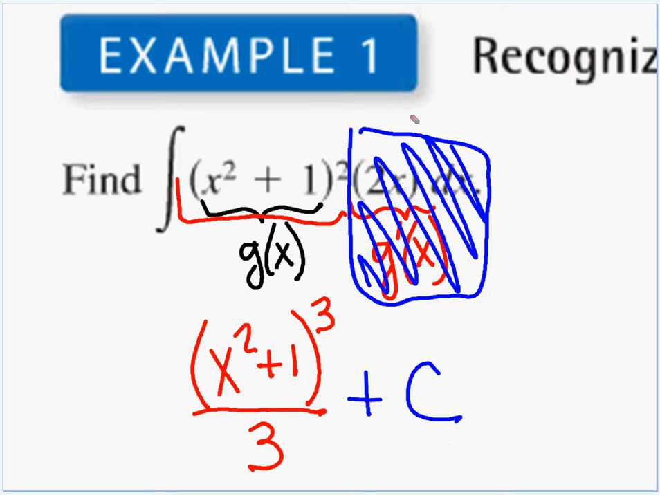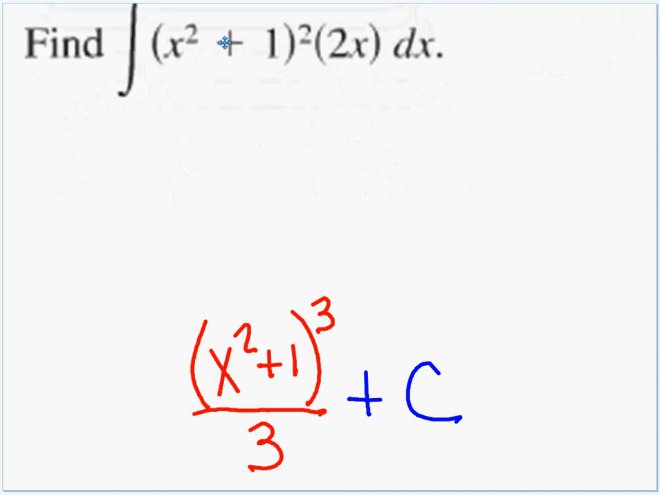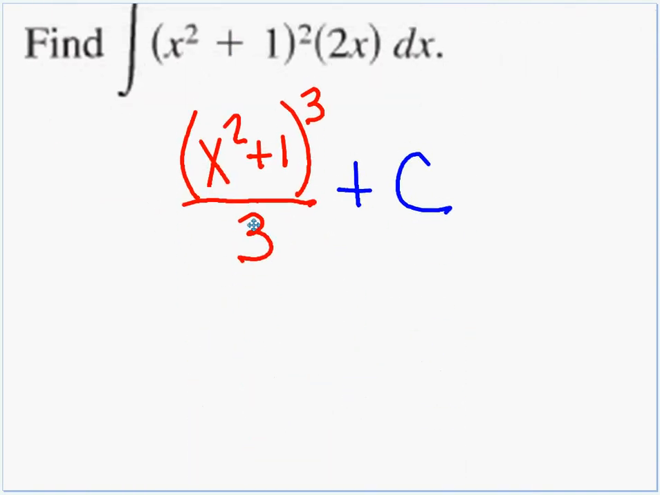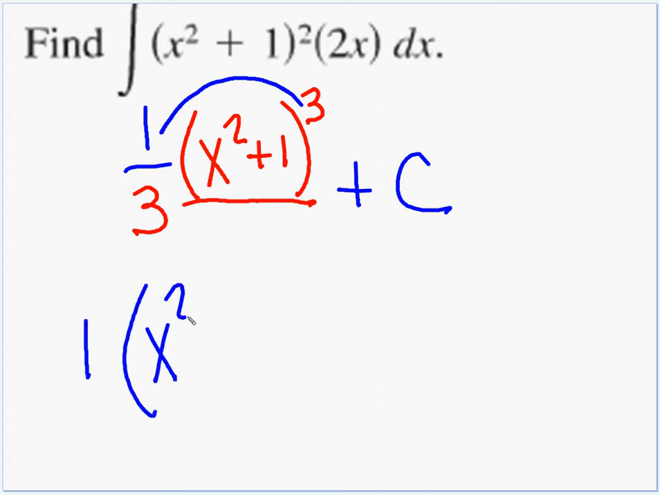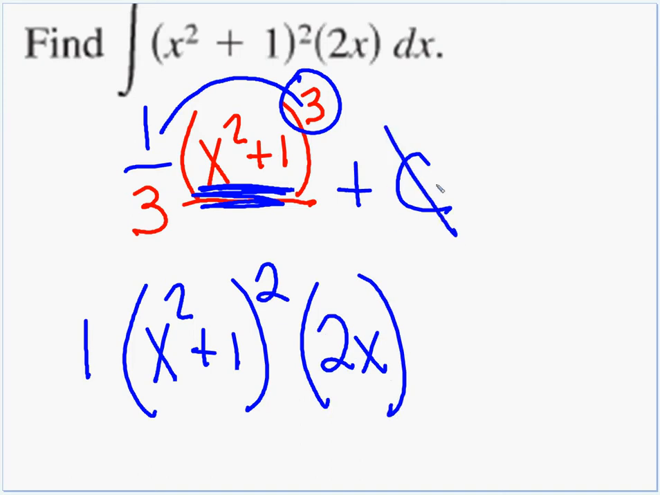Okay, now the first time you do these, you might be a little concerned. Did I get it right? Is my answer correct? We can always check by deriving. So I'm going to move this 3 out here and make it a 1/3. Let's derive this with the chain rule and see if we get back to where we started. So the exponent would come down. 3 times 1/3 is 3/3, or just 1. I'm going to have the exact same quantity, but now I'm going to drop the power by 1 to squared. And then the inner function's derivative to satisfy the chain rule. The derivative of x squared plus 1 is 2x. And the constant, whatever it is, is going to derive away.